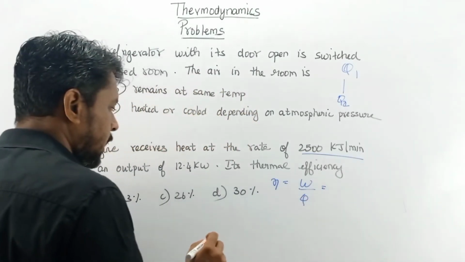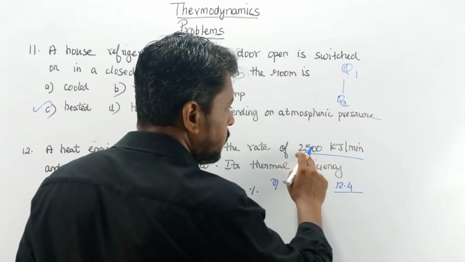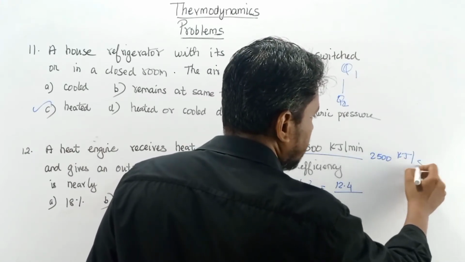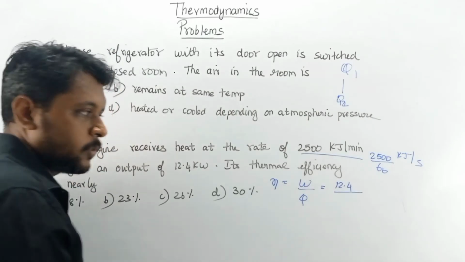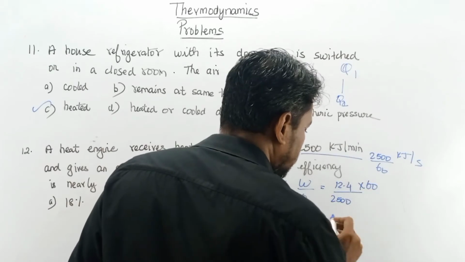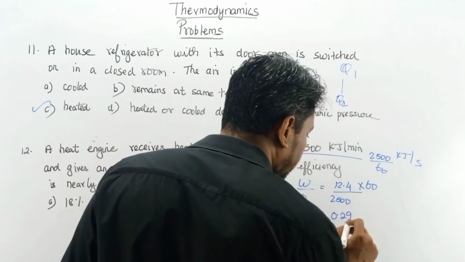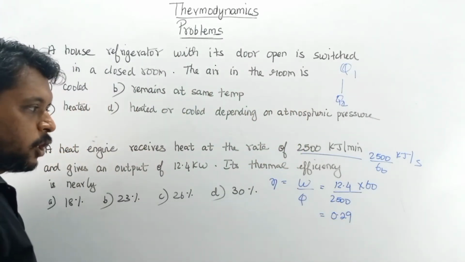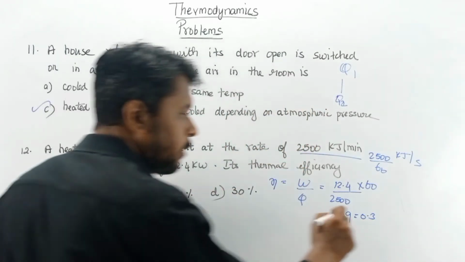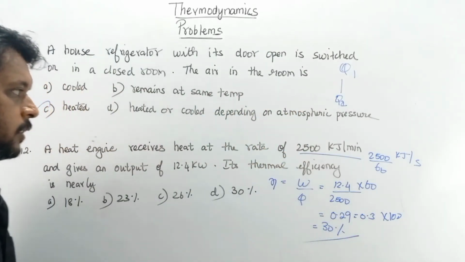So work done is given as 12.4 kilowatt, divided by the heat supplied, given as 2500 kilojoules per minute. We have to convert it into kilojoules per second, so divide it by 60. When you take 60 to the numerator, it is 12.4 times 60 by 2500. You will be getting the value as 0.29, approximately 0.3. They have asked for the value in percentage, so you have to multiply by 100. So we will be getting 30%. So 30% is the right answer.